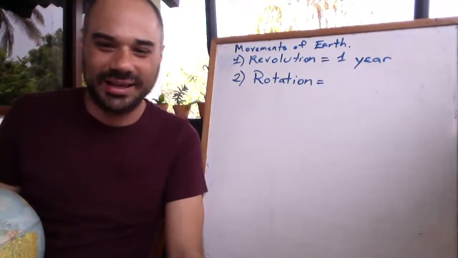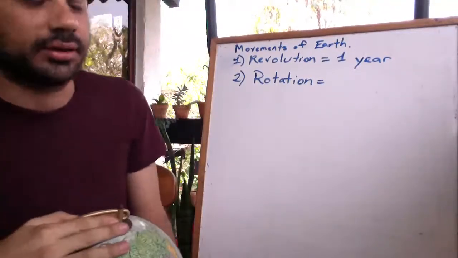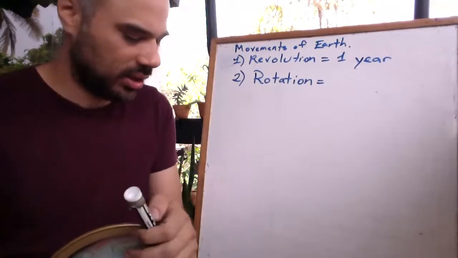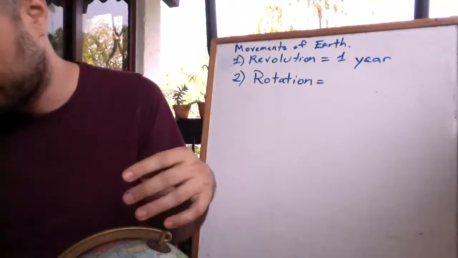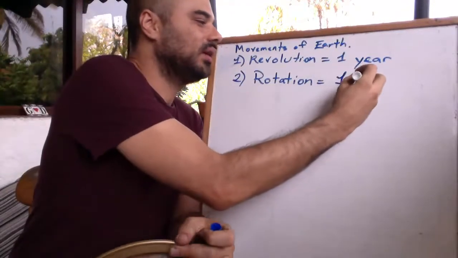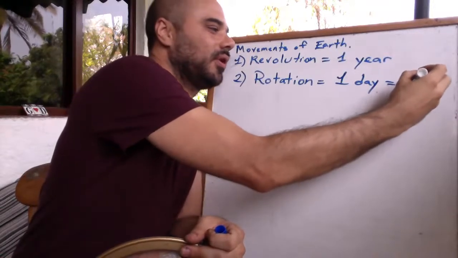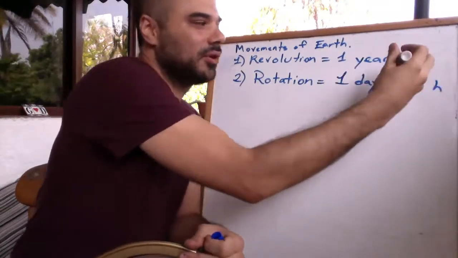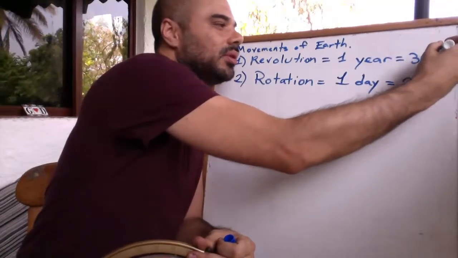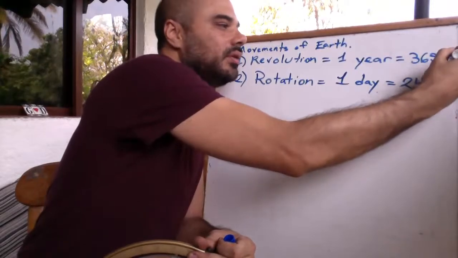Hello, I'm back. Yes, Jenny, you got the point correct. One rotation takes 1 day or 24 hours. Exactly. 1 day, which is the same as 24 hours. Just as 1 year is equal to 365 and 1/4 days.